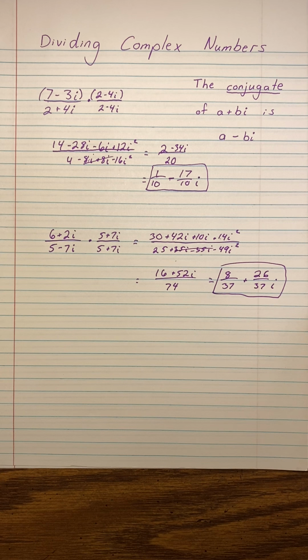So when you're dividing complex numbers, all you really have to do is multiply by the conjugate of the denominator, and then simplify with some foiling and some simplification of fractions. So there's a few problems on Delta Math for you to try. Go ahead and give those a shot.